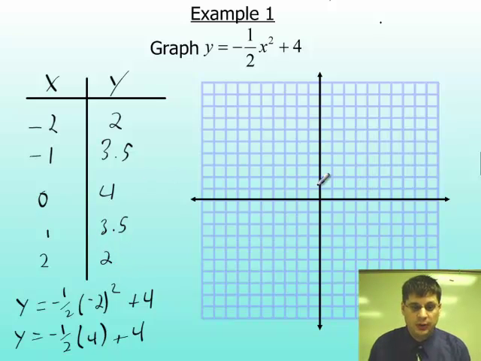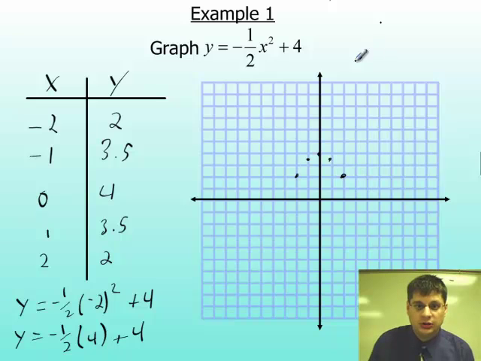So let's plot those points. So -2, 2, -1, and then positive 3.5. So 1, 2, 3, and halfway between 3 and 4. (0, 4). And then it's going to be symmetric. So I really don't even have to look at my values for this one.